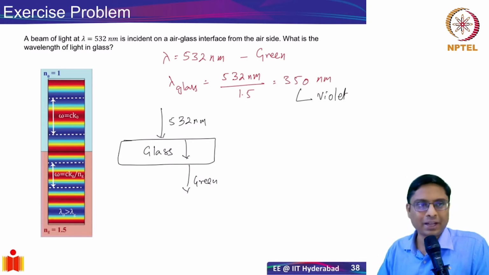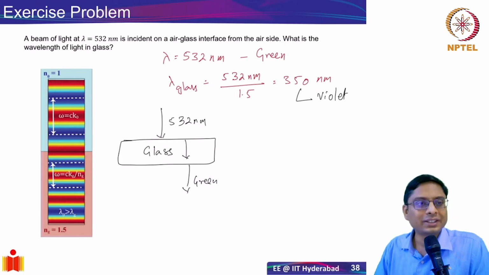So what is happening? We already said when we discussed the dispersion that the frequency is a property of the source, and that doesn't change just because the light is incident on a medium, right?